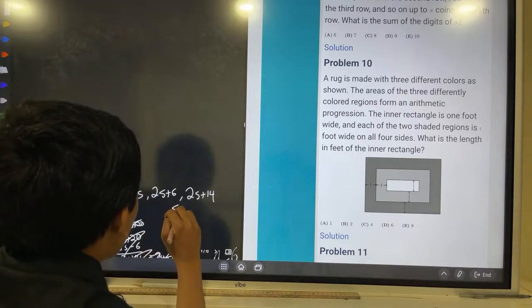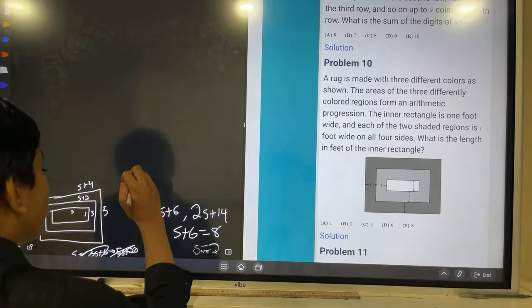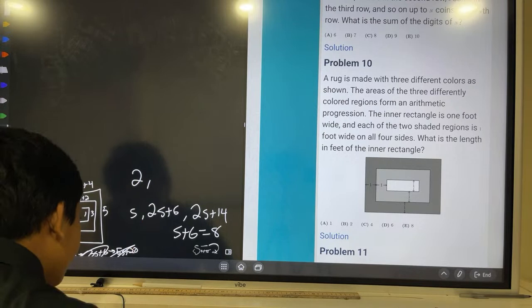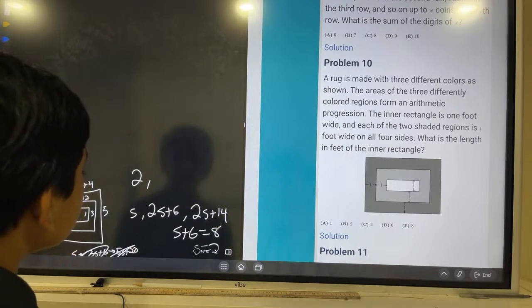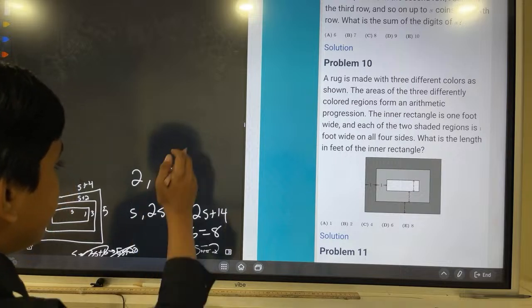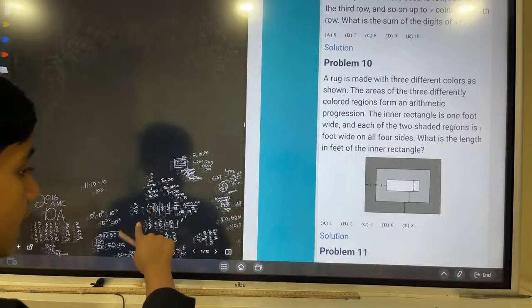So S plus 6 better be equal to 8. So S is just 2, which forms the arithmetic sequence 2, then 10, and finally 18. Yup, okay, 2. Wait. Yeah, 2. B.